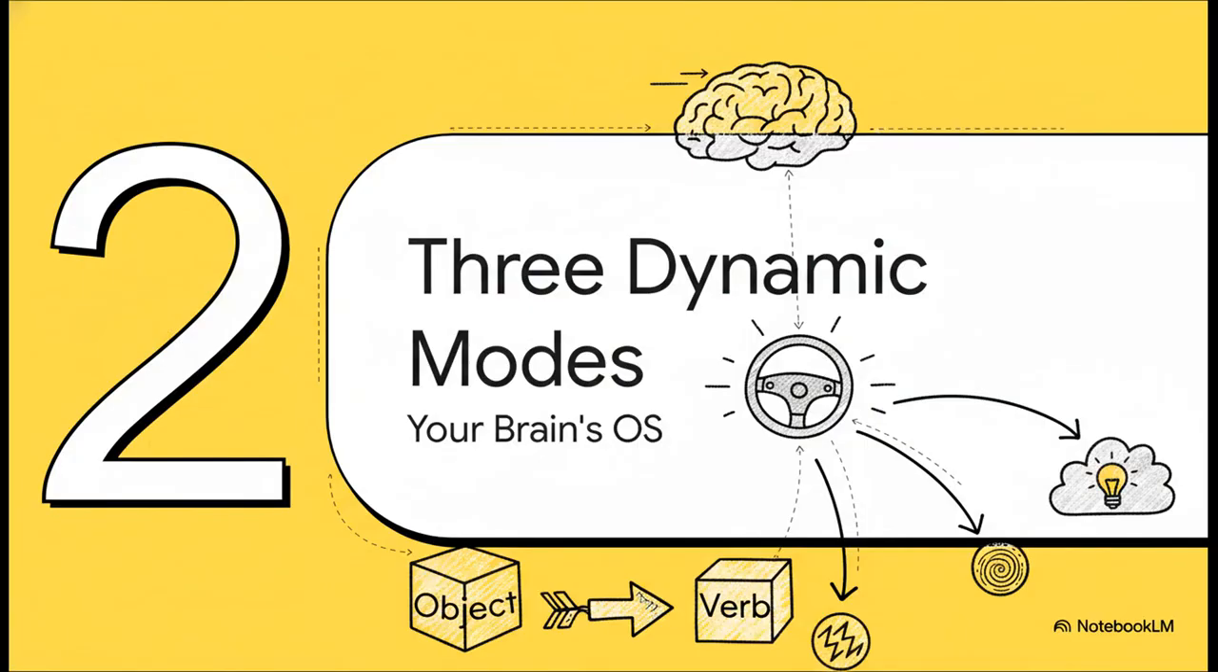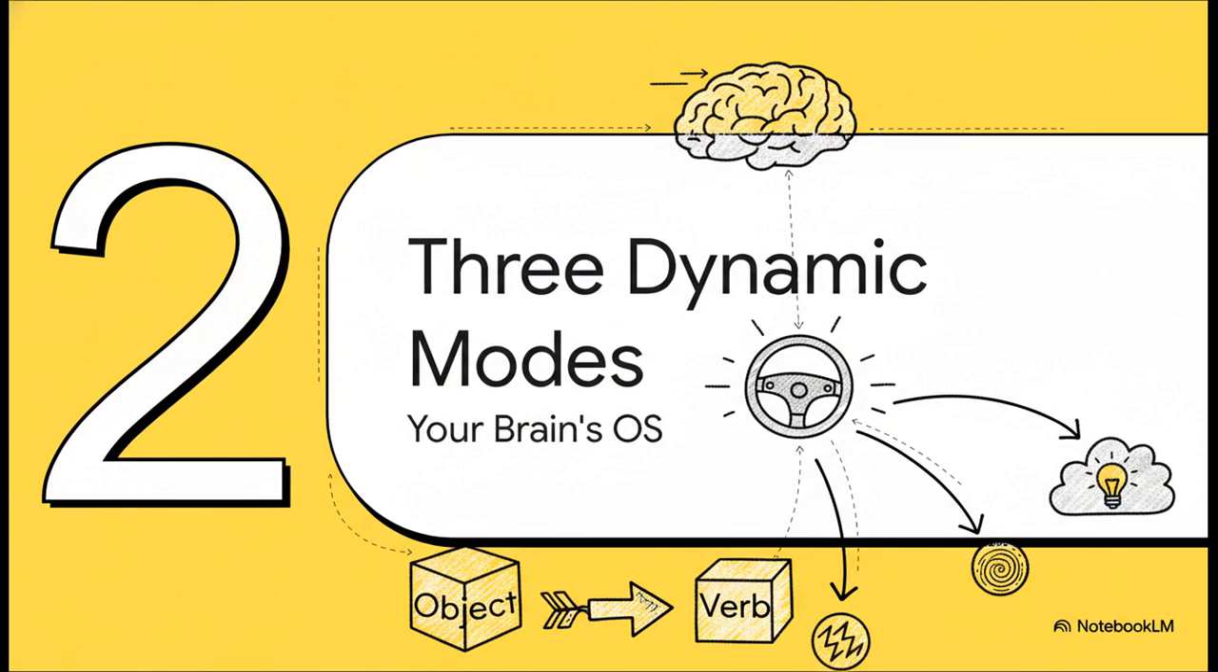So there you have it. Object, verb, and concept. O, V, and C. Simple enough, right? But here's where it gets really interesting. This model says that our mental state totally depends on which of these three is in the driver's seat at any given moment, creating three core dynamic modes.